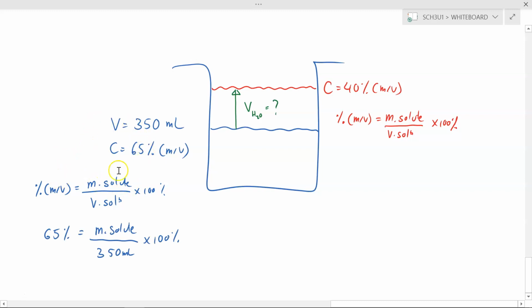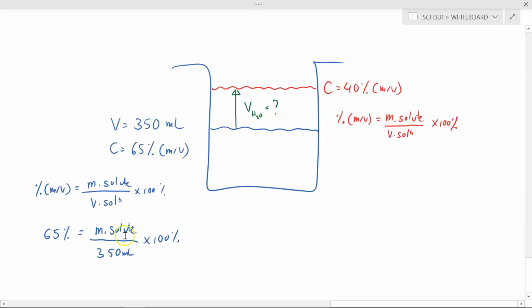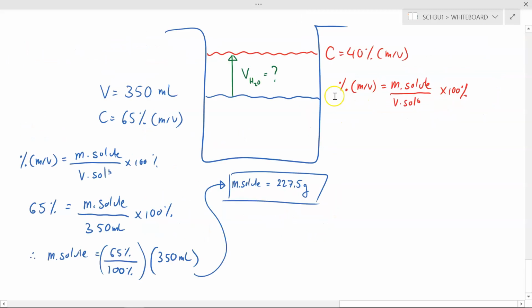So I'm going to substitute the values in. And because it's percent M/V, I can leave the volume in milliliters, which is what I'll do over here. Now let's solve for the mass of the solute. Rearranging the equation, I can multiply out the 350 and divide out the 100%, giving me 227.5 grams of solute. Now, since I'm only adding water on this side, my solute comes from this side only. So whatever salt was present on this side is also present on this side. I'm not adding more salt, I'm not removing salt, so it's the same mass of salt.